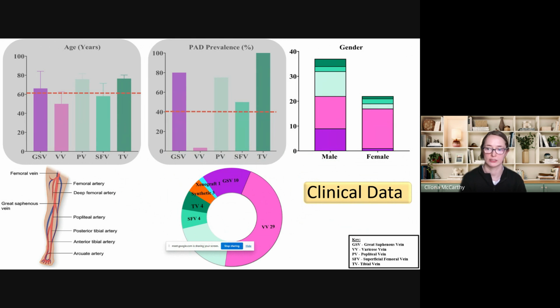You can see that there were predominantly male participants in this study. There's a more even split between the varicose vein cohort and the rest of the cohorts, but that would be your typical prevalence of peripheral arterial disease in general: the majority of patients who have peripheral arterial disease tend to be male.